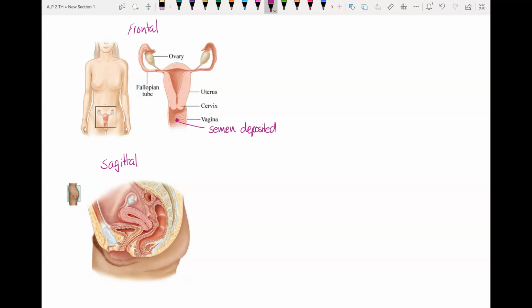And in the side view, that would be about right here. So this from here to here is the vagina. And so about right there is where the semen would be deposited.